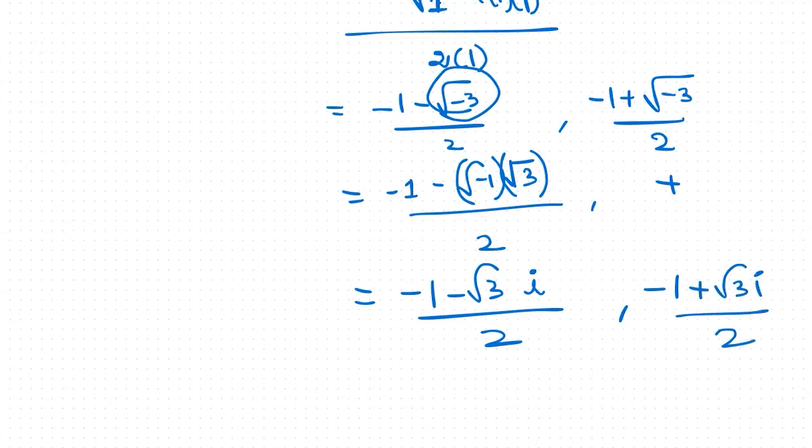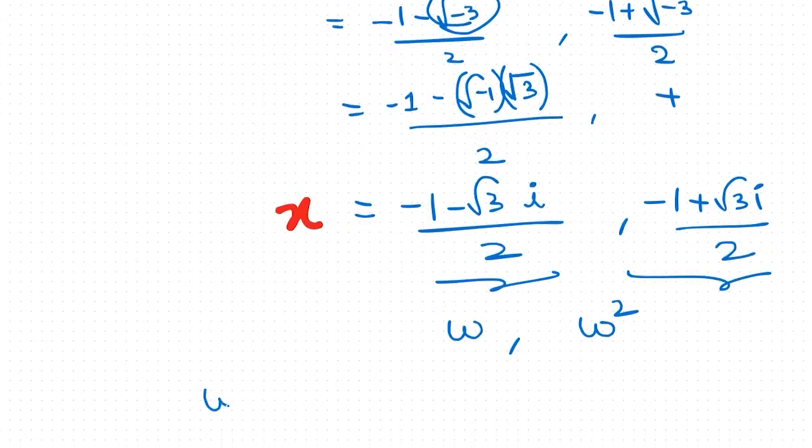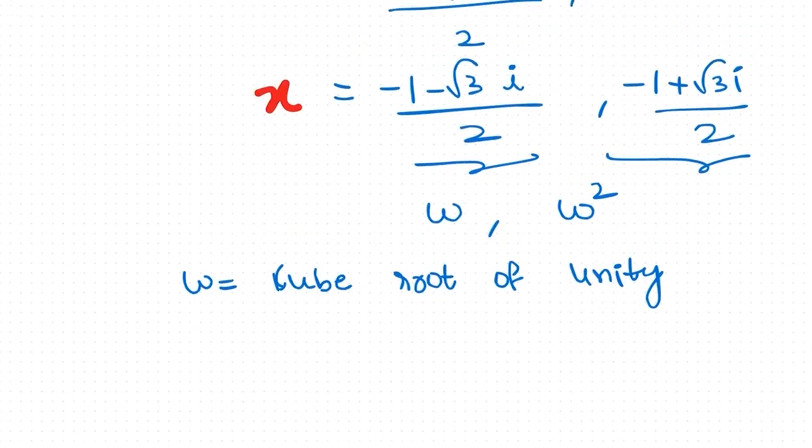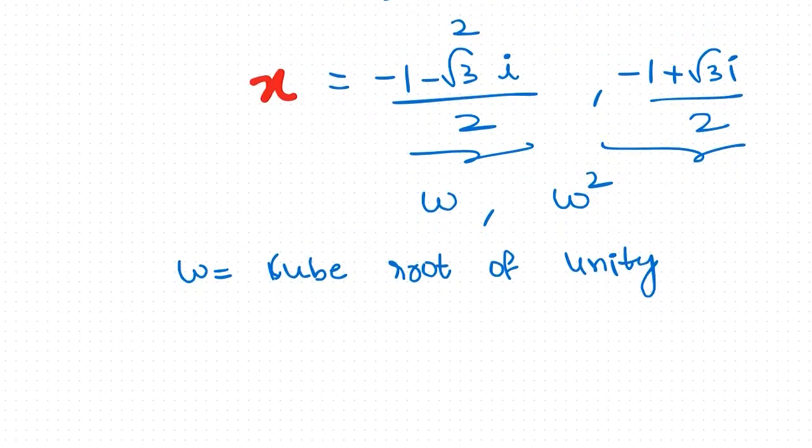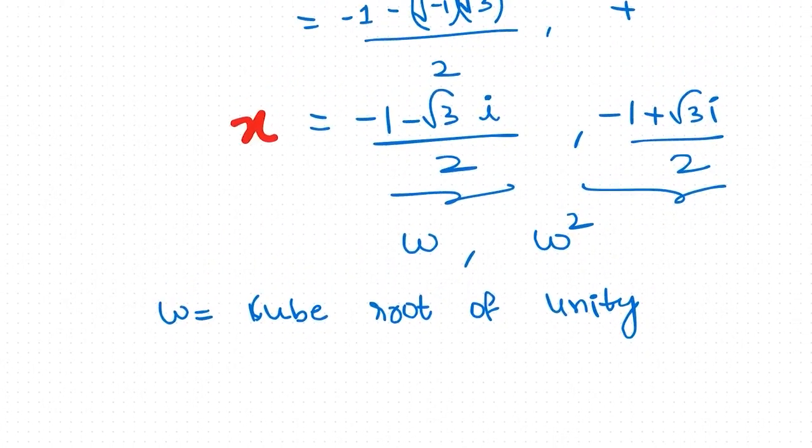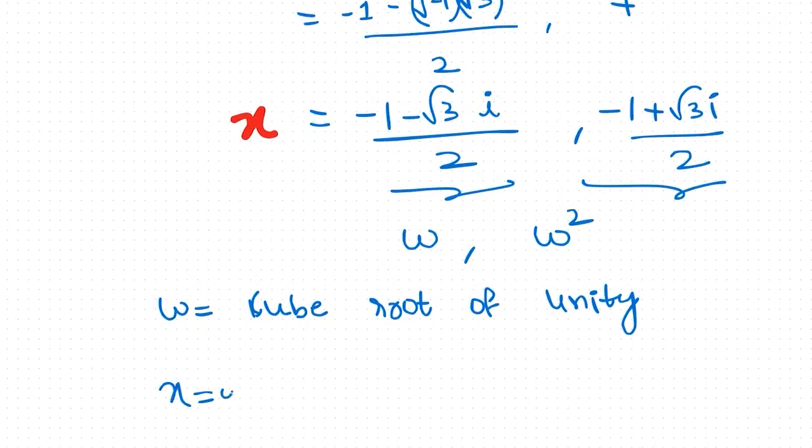So these values are special values. Both are imaginary, and we have a name for them: omega and omega square. Omega means cube root of unity. These are the values for omega. There are some conditions actually. X is equal to omega, right?